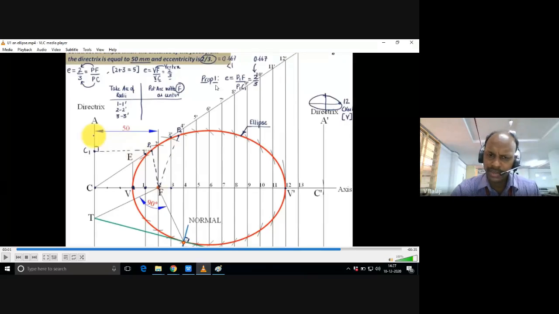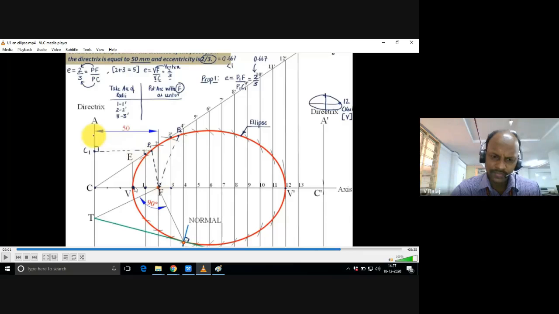Now property 1 says, by definition I told you, VF by VC is the eccentricity of an ellipse. That means if you take any point on the ellipse, it moves in such a way that this ratio, VF by VC, is always constant. If I take one point, that is the vertex, it is also on the ellipse as well as on the axis.